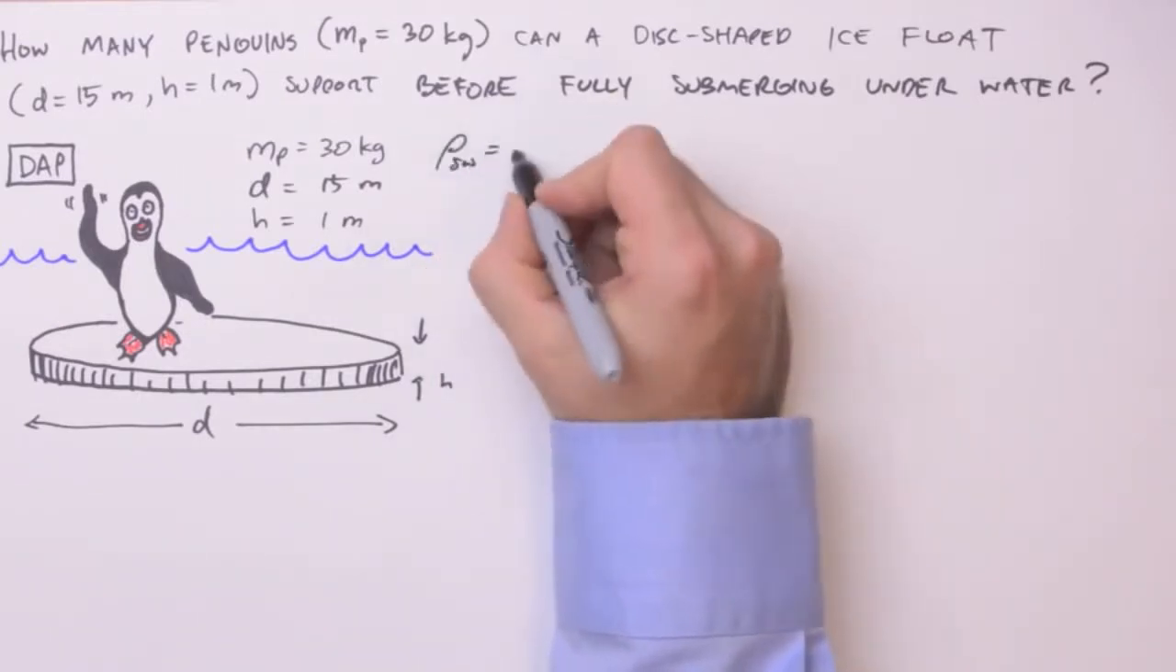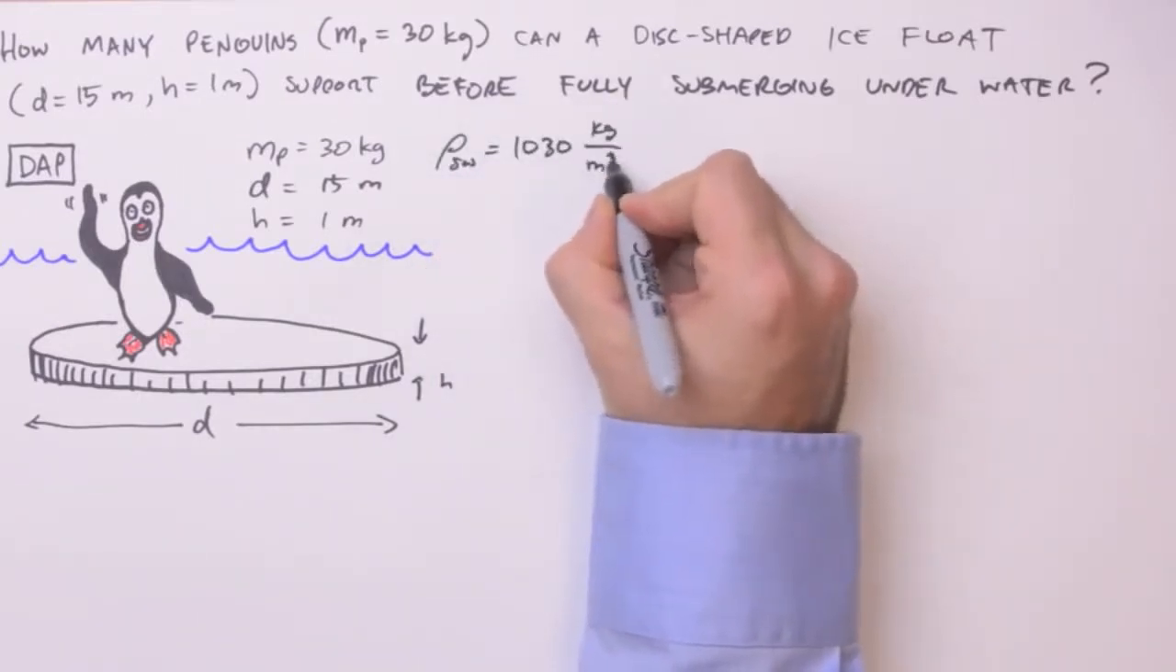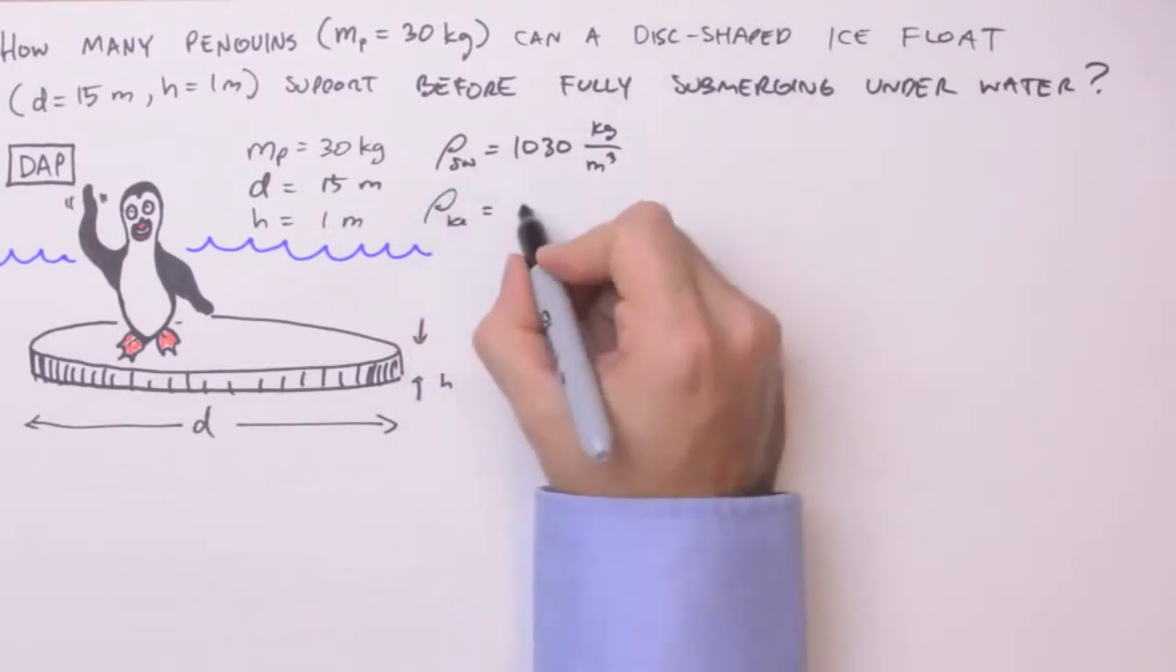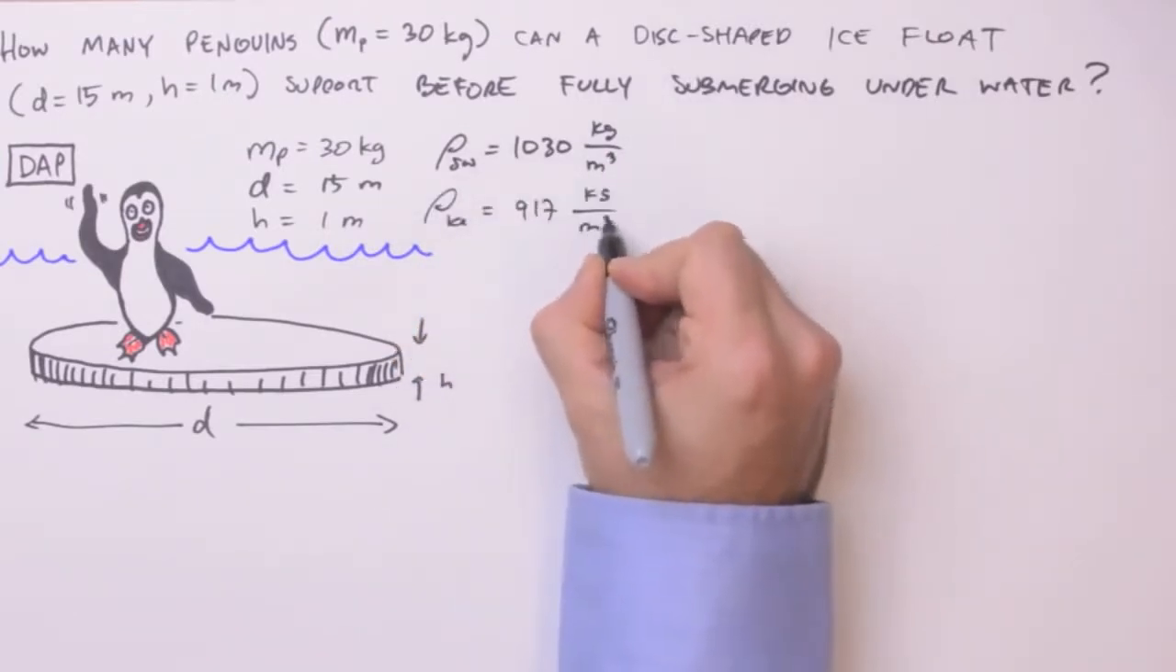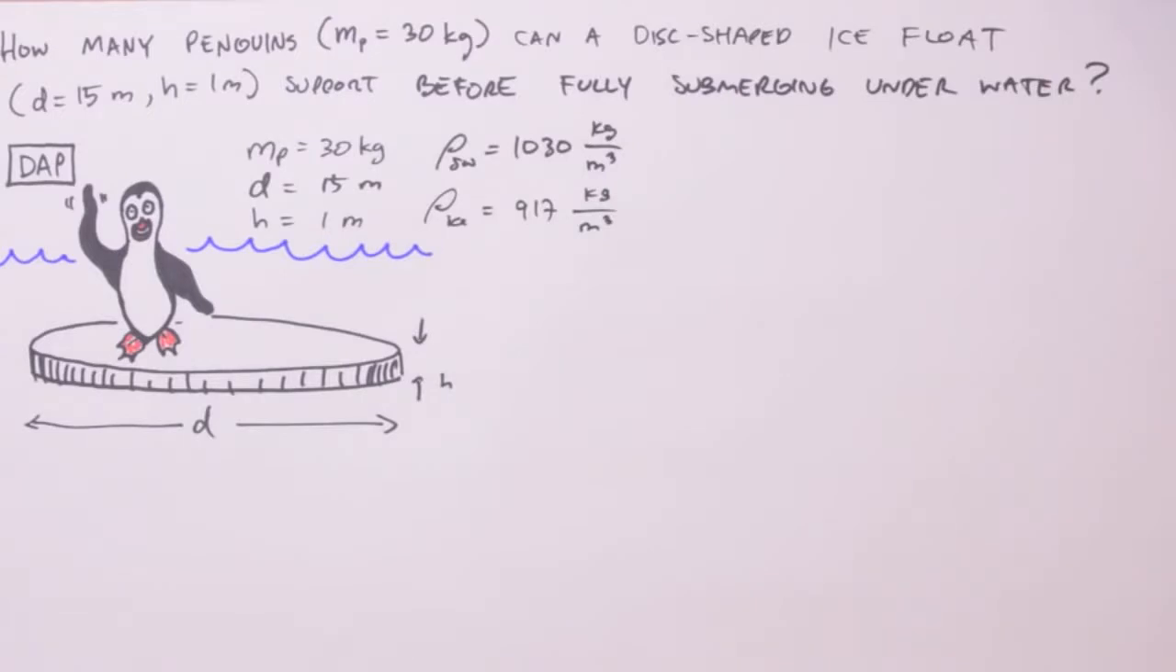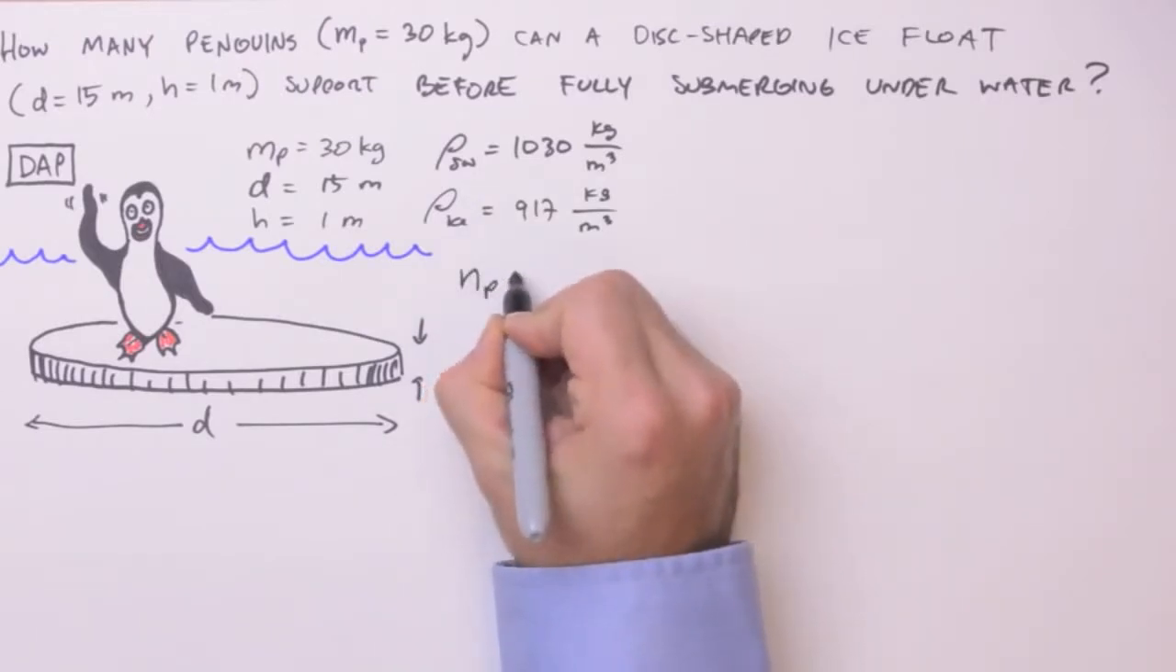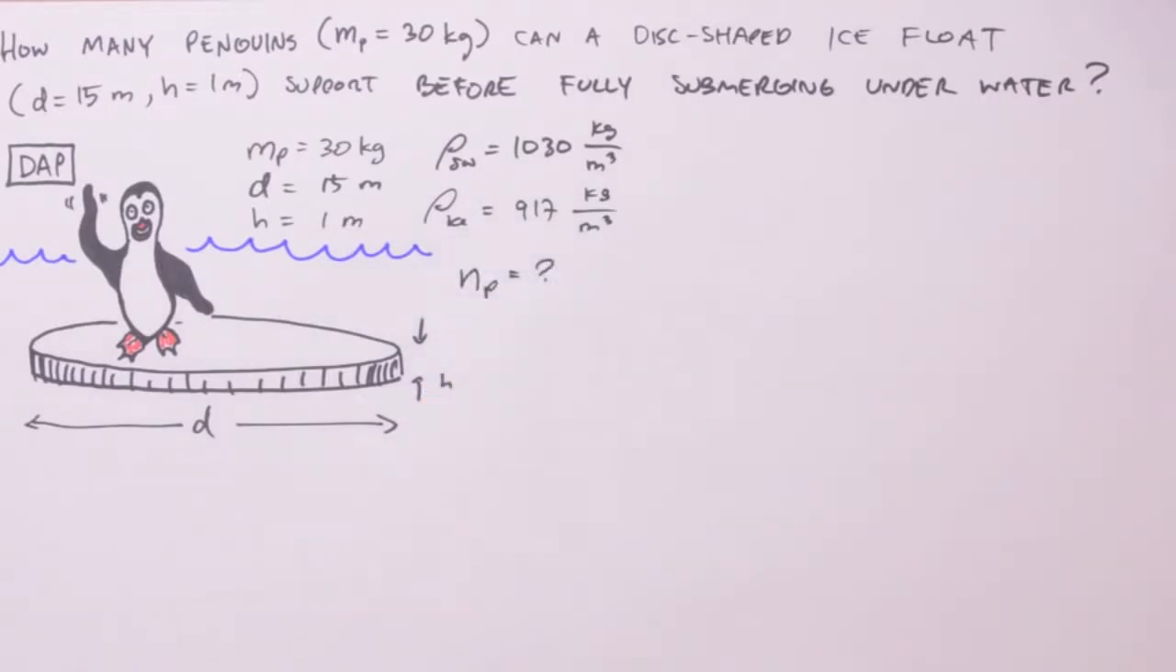The density of seawater, I find, is about 1,030 kilograms per cubic meter, and the density of ice is 917 kilograms per cubic meter. Lastly, I'm going to indicate the thing that I'm looking for, the unknown, and that is the number of penguins, N_P, that cause this float to submerge completely.